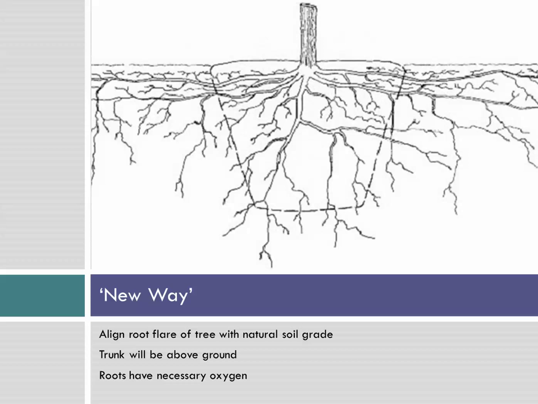So let's talk about how to do things right. To do things right, what we need to do is position the tree in the ground so all the trunk tissue is above ground and the root tissue is at the natural soil grade where the roots can grow outward. And as time passes, the roots and trunk can grow without coming into contact with one another.